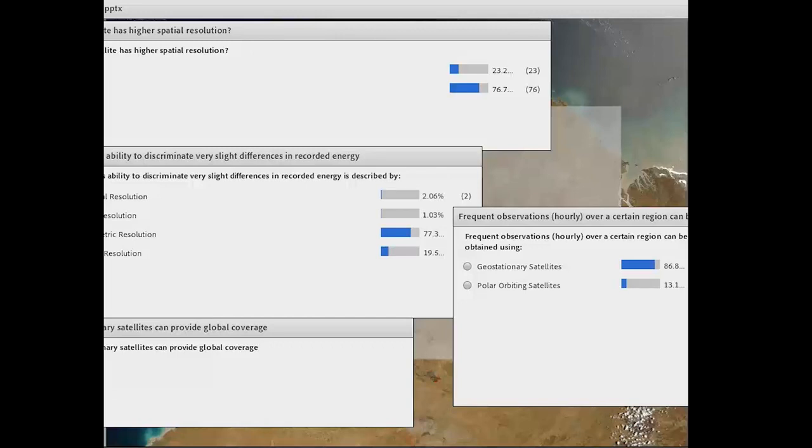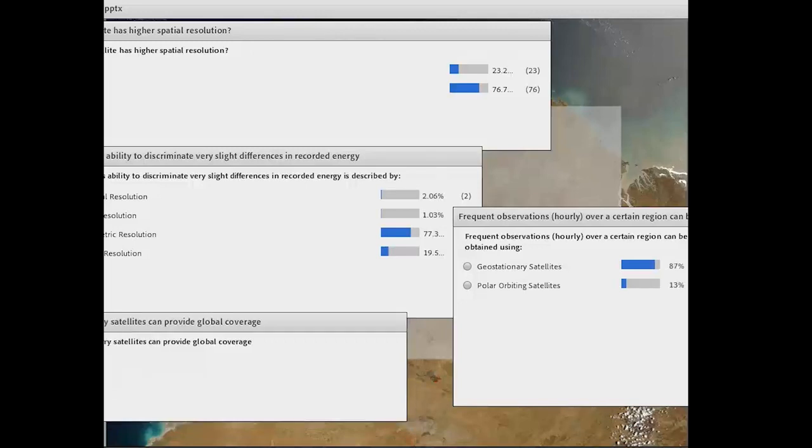And the last question is a true or false statement. A geostationary satellite can provide global coverage. If you answered the previous question correctly, the answer to this is false. A geostationary satellite cannot provide global coverage. It can only provide coverage over a certain area. A polar orbiting satellite does provide global coverage.